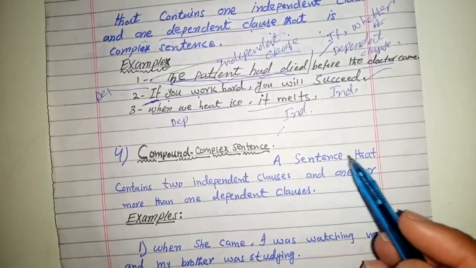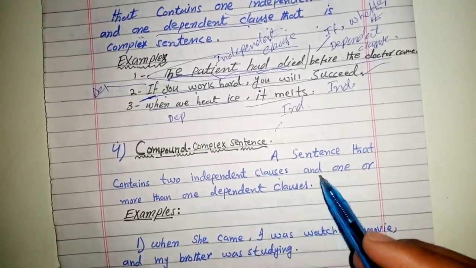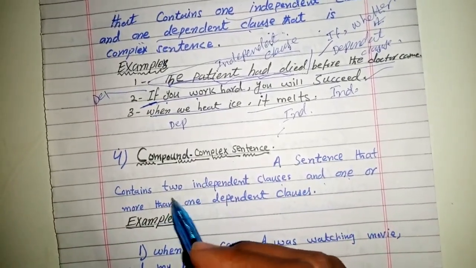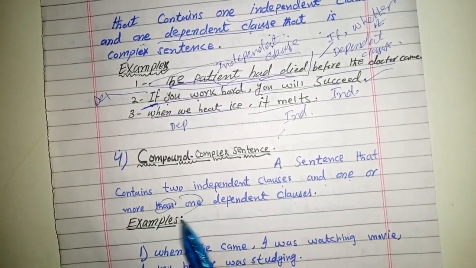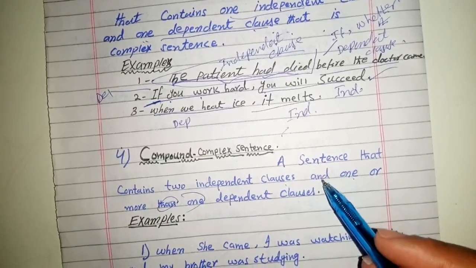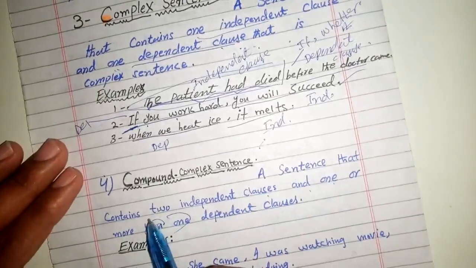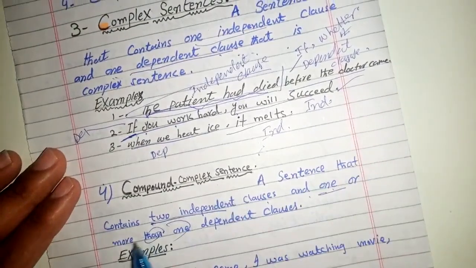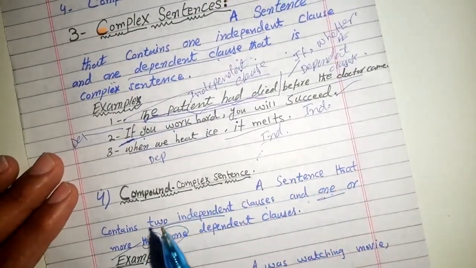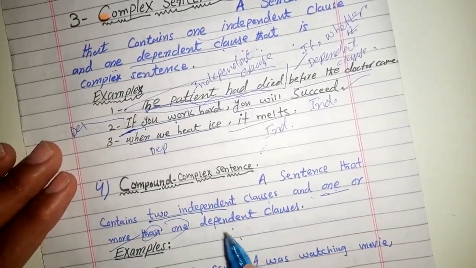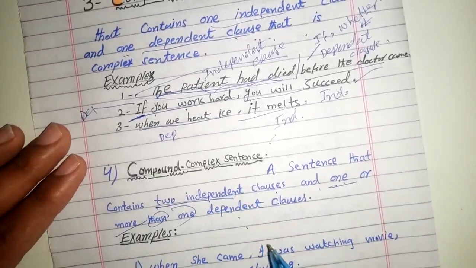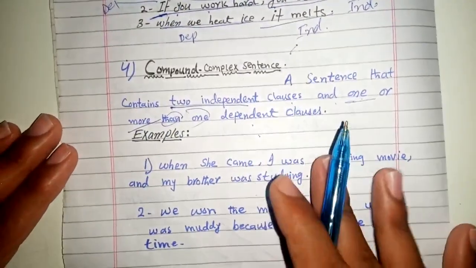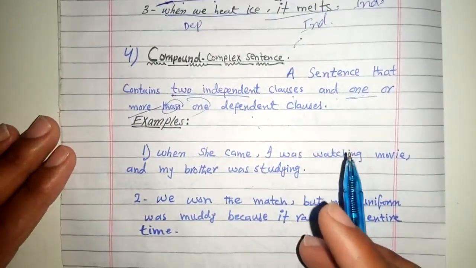Okay, a sentence that contains two independent clauses and one or more dependent clauses, that is called a compound complex sentence. Two independent clauses are a must and one or more dependent clauses are a must. It must have at least three clauses, two independent and one dependent. Then it makes a compound complex sentence. I have written two examples of compound complex sentences.